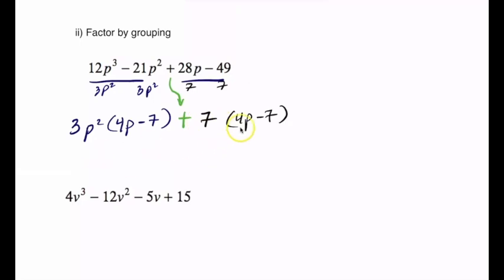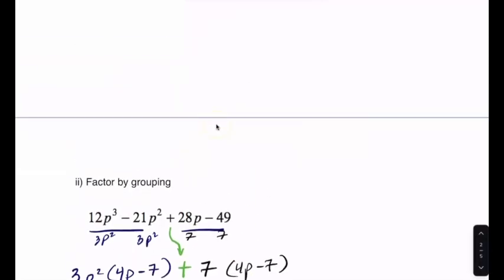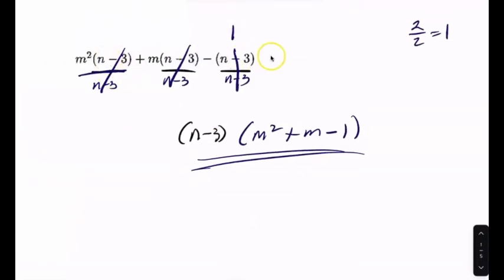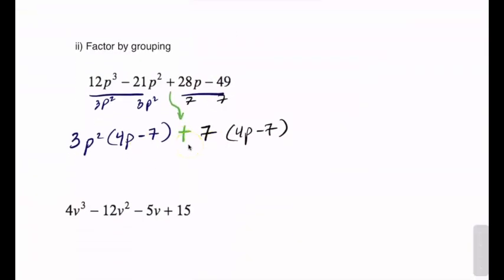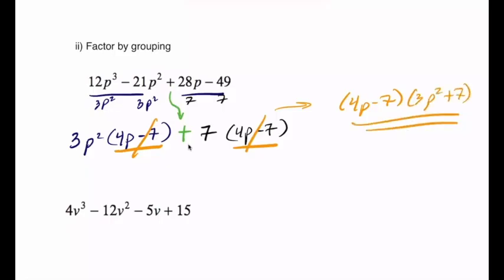And then you get down here, and honestly, all you're doing here is the same thing we did right here. You're like, oh, what do they all have in common? And then minus 3, and you factor it out. Same thing here. Do they have anything in common? Yeah. They all have a 4p minus 7. Factor it out. You get 4p minus 7. And then what's left over when you pull it out? 3p squared plus 7. Then you just factor by grouping.